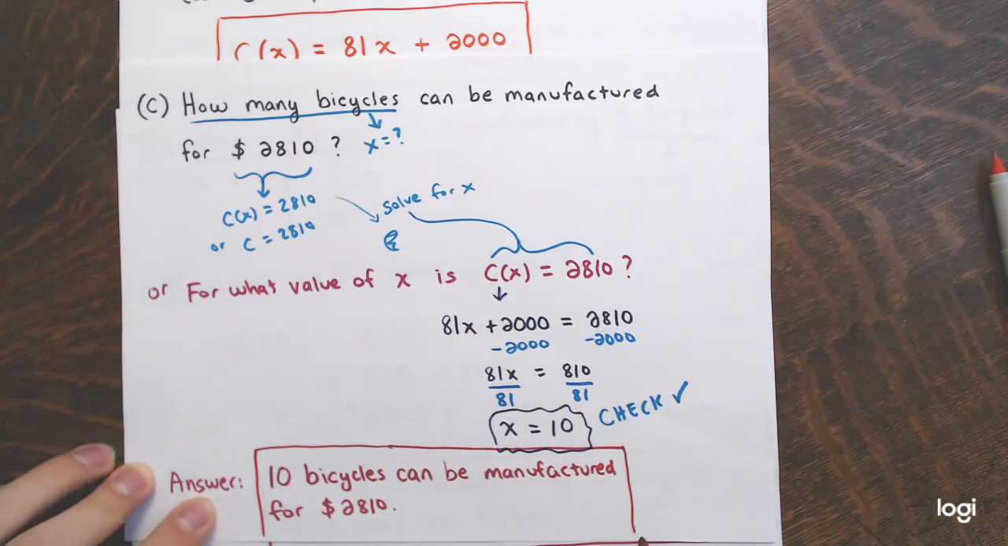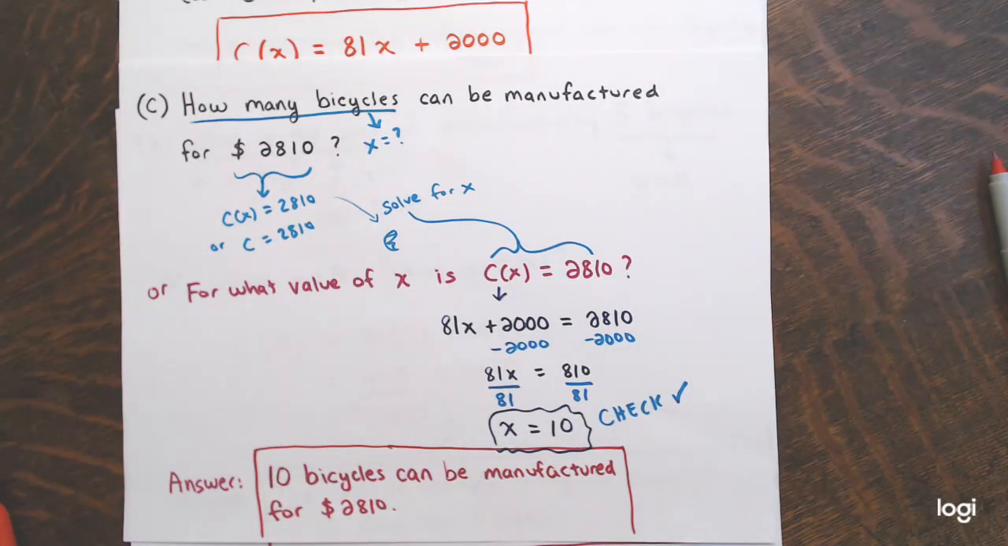And if I was asked this problem in a homework assignment, this is how I would answer. In a full sentence where numbers have units. 10 has the word bicycles attached to it, so you know what it means. 2,810 has dollars attached to it, so you know what it means. Numbers have units attached so that there's meaning behind the statement.